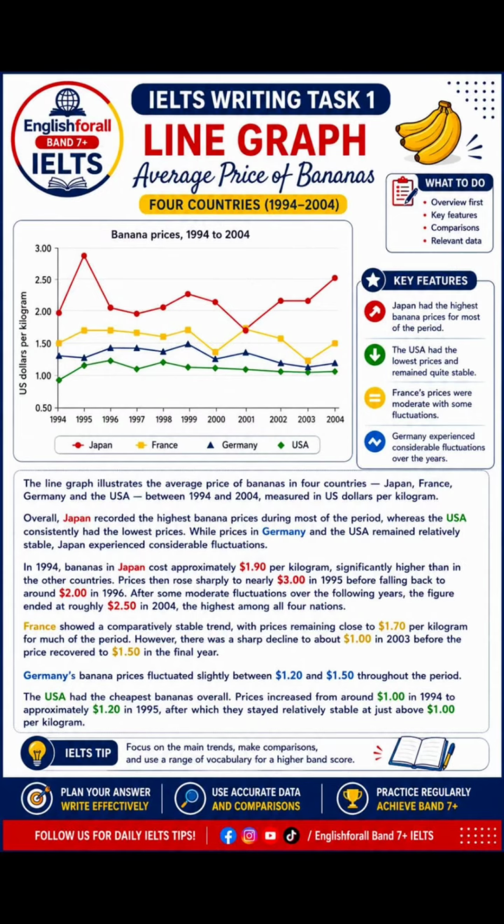The next paragraph is about Germany. Germany's banana prices fluctuated slightly between $1.2 and $1.5 throughout the period. The last paragraph is about the USA. The USA had the cheapest bananas overall. Prices increased from around $1 in 1994 to approximately $1.2 in 1995, after which they stayed relatively stable at just above $1 per kilogram. So that was all for your line graph that you have explained.